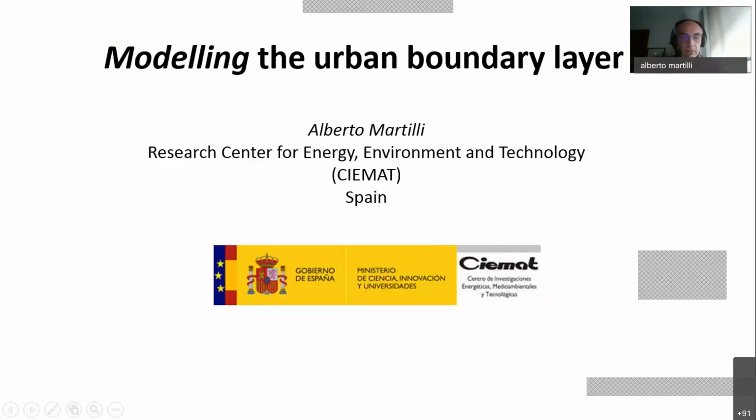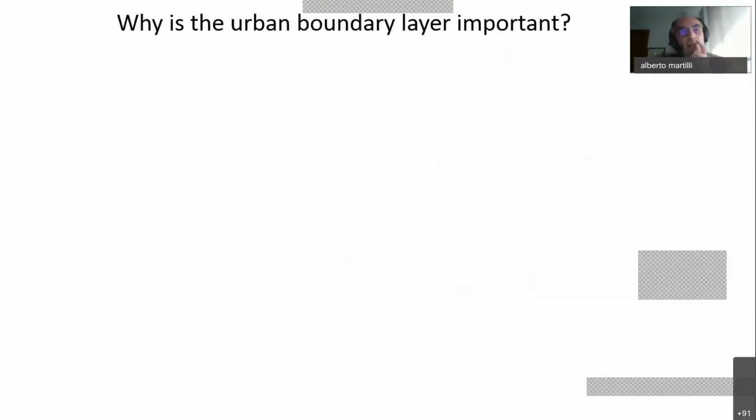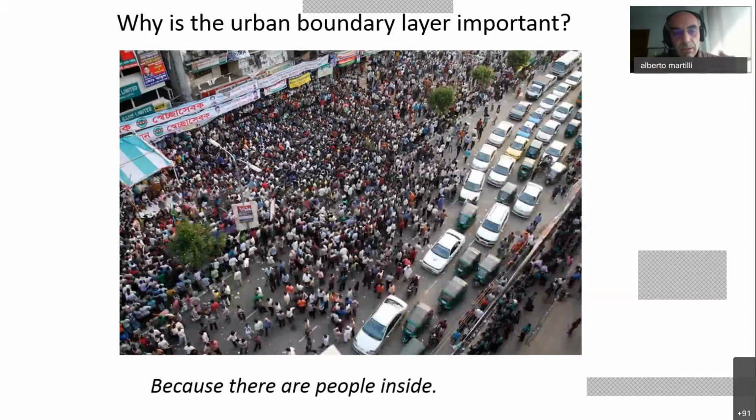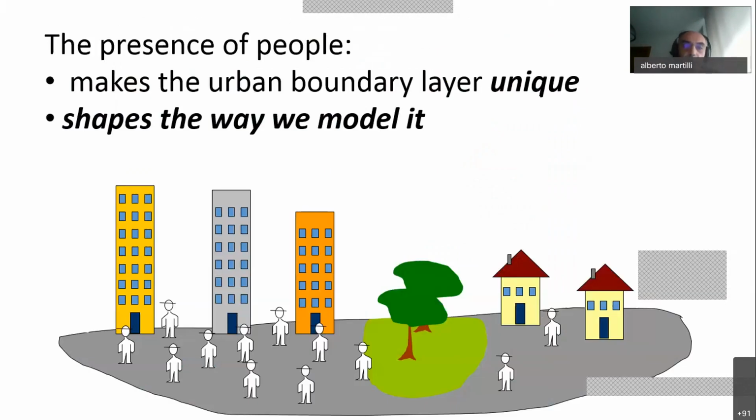First of all, I'd like to thank the organizers for this great idea. And let's start my talk. So I will start with a very stupid question. Why is the urban boundary layer important? And the answer is pretty obvious, because there are people inside. So the fact that there are people in the urban boundary layer is what makes the urban boundary layer unique and what shapes the way we model it.